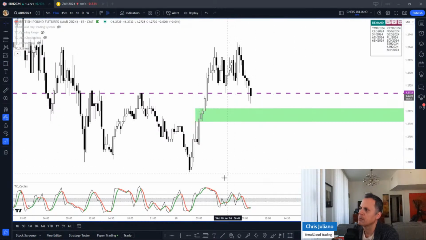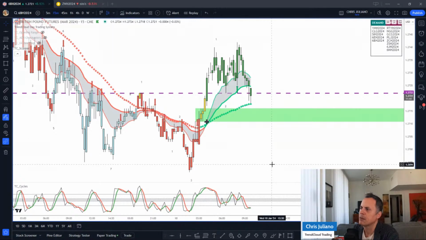Right there. And then we've got another one down in here, right? Let's wait and see. If this area holds, we can just take the next trend cloud signal. Okay. Still on our list.